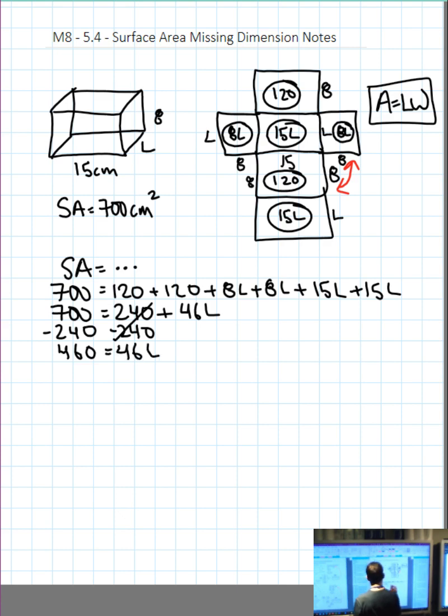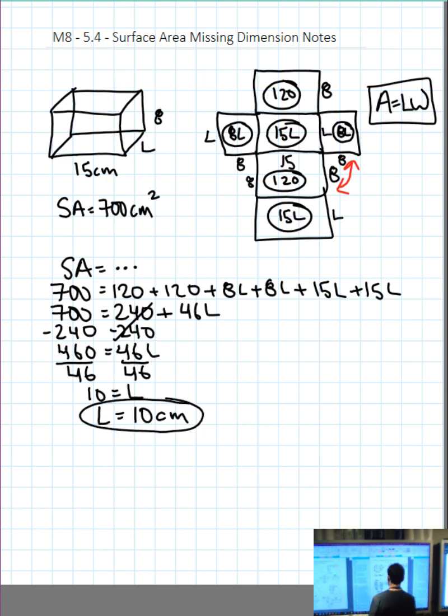And if I'm multiplying something by something, I can simply divide both sides to figure out that I get L being 10. Mirror it, L equals 10 centimeters. Now that is a final answer, so I'm going to circle it twice, then I'm going to check my answer simply by putting 10 back in for every single L in the diagram above, making sure that we have a surface area of 700. Check mark.